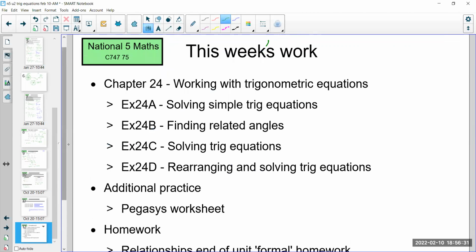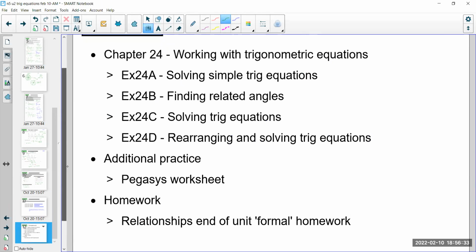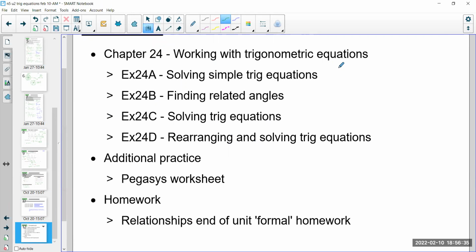So this week's work, you're going to be working with trig equations, solving simple trig equations. For example, if someone asks you, what is cos x? When do you have cos x equal a half? So that could be a trig equation. Then you would remember how you draw cos.